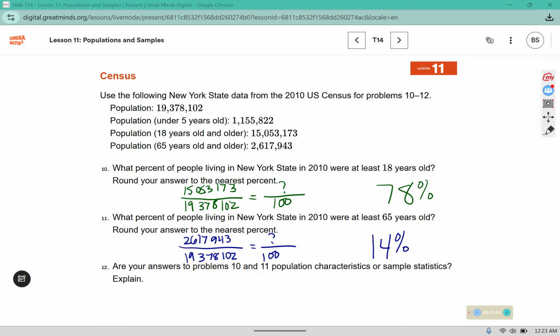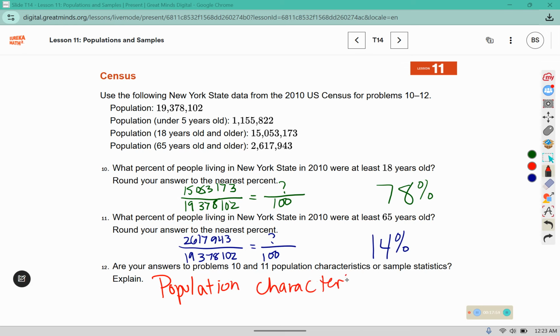Are your answers to problems 10 and 11 population characteristics or sample statistics? Explain. These are population characteristics because the data is from the entire population of New York.